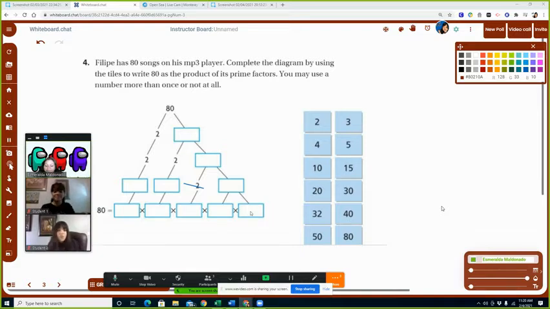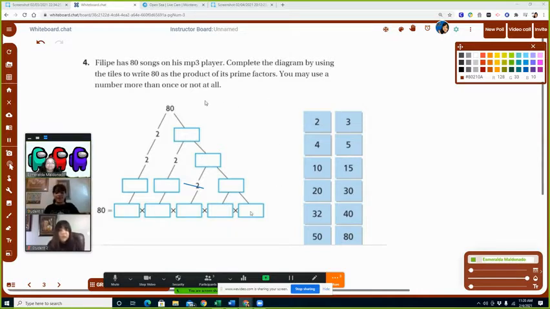This is on page 300, and we're looking at question 4, which comes from lesson 6.4, which was on writing a number as the product of its prime factors. All right, can I have a volunteer to read the problem for me? Vanessa, go ahead.